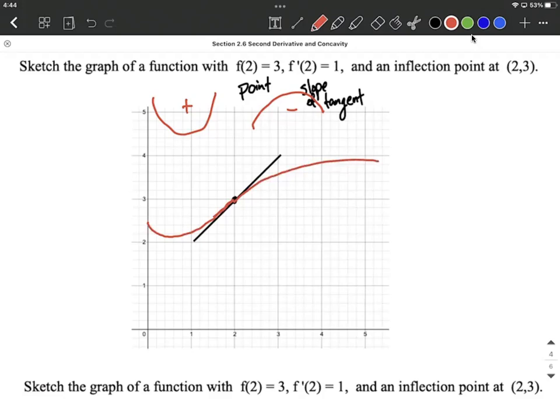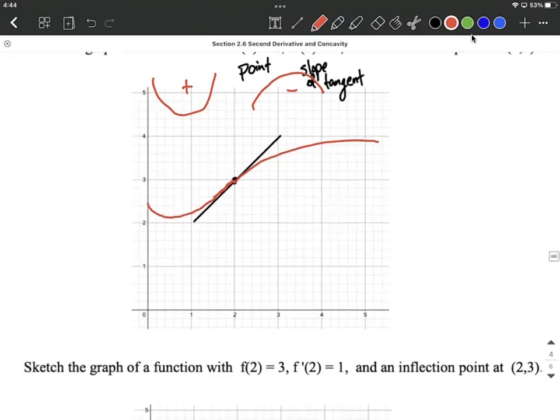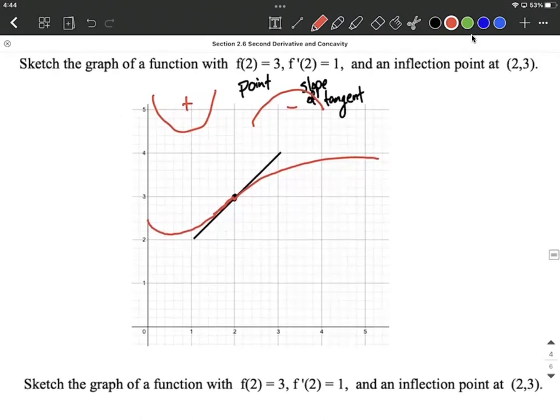See how it's the top of an umbrella on the right side, bottom of a bowl on the left hand side. So our concavity is switched from concave up to concave down, and it does look like our graph is tangent with a slope of 1 right at that point 2, 3. Now let's do something very similar. This is one perfectly good graph based on the information that we were given.